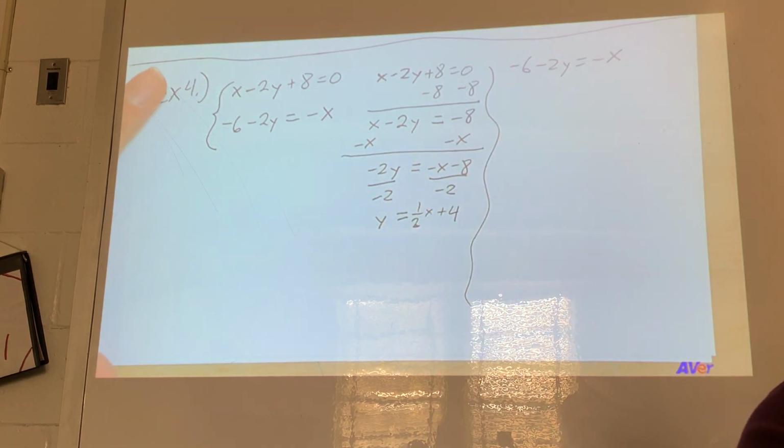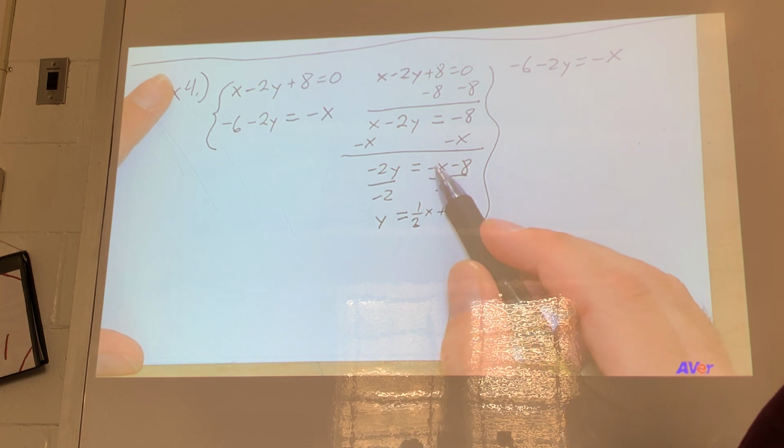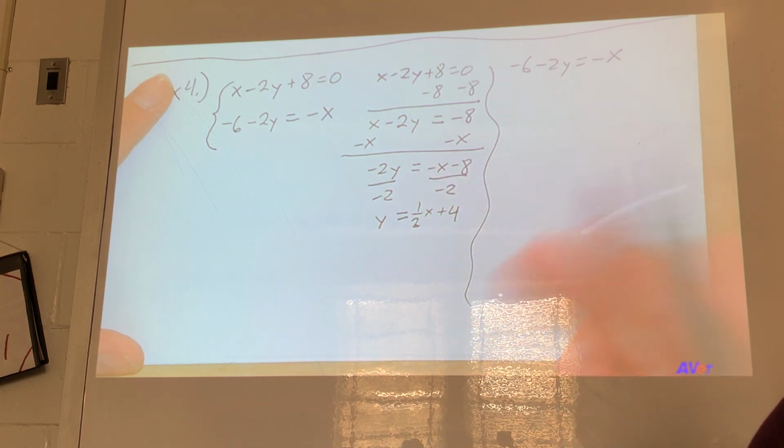Good job, Josh. All right, so where did we get a half an x from? There's an invisible one here, right? What's a negative divided by negative? Positive. So this is positive 1x over 2, which is the same thing as 1 half x. Yes, it is. All right, let's do this one.